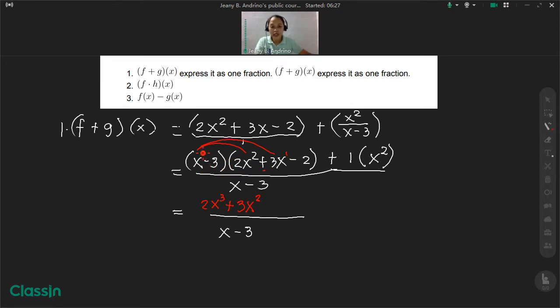Next, we go for distributing your x to the third term, which is negative 2. Since this is negative and you've got that one positive, positive times negative, that is negative. And x times 2, you simply copy the number 2 and then your variable. So that's it. Now, we're not yet done.